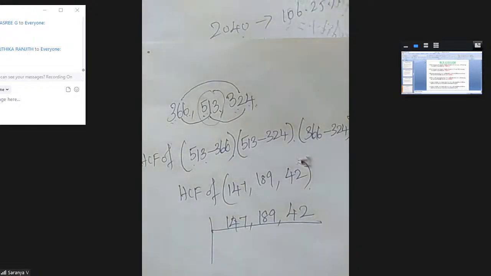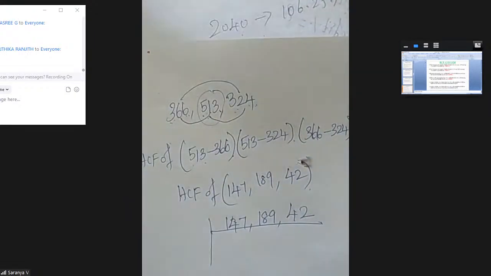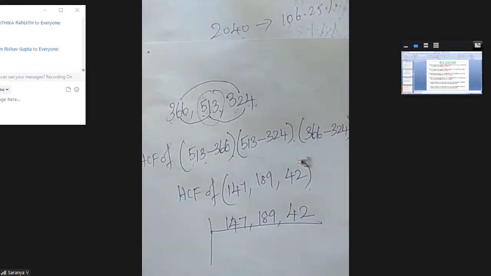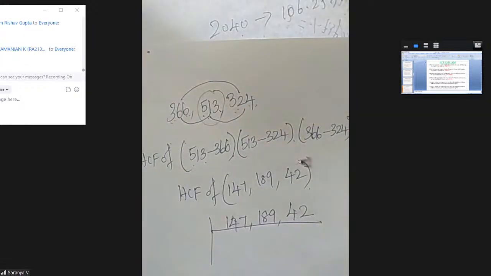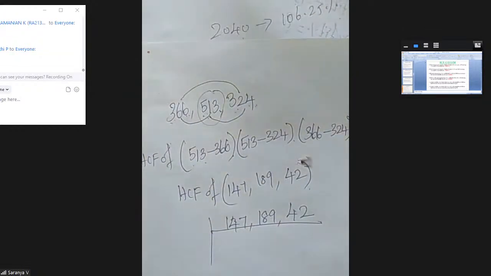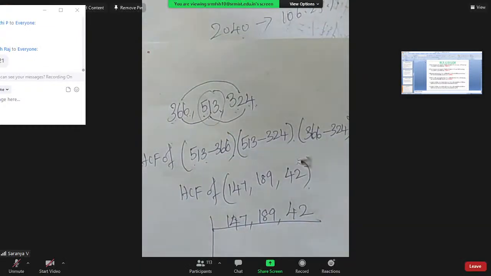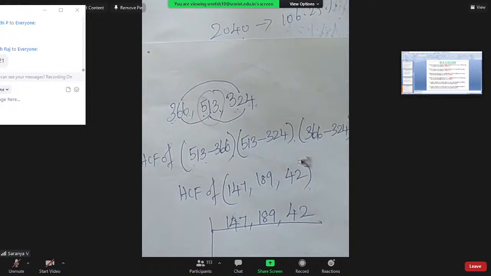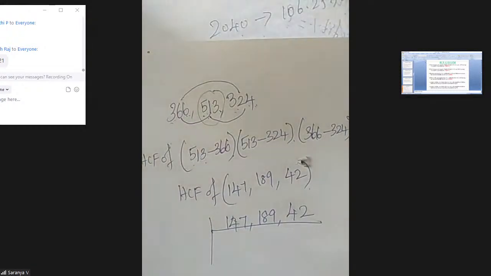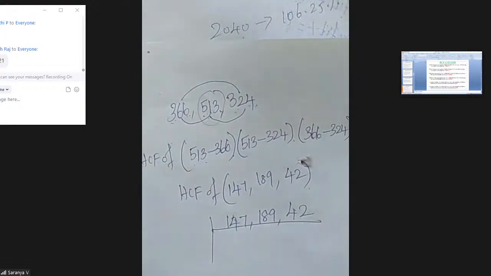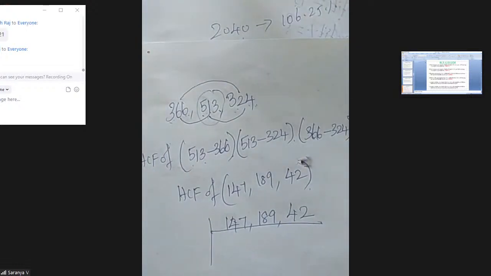Check the sum. You know the divisibility rule of 3. Add and check. First 147, the sum is 12. That also, the answer is 21. Post your answers.